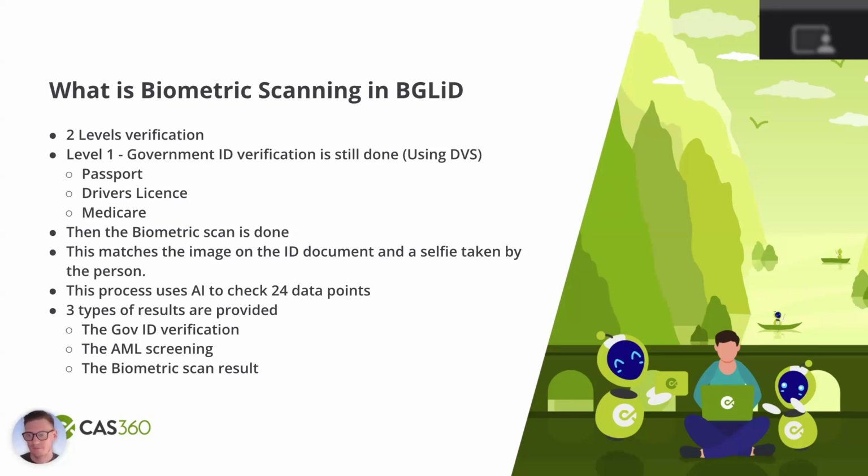So you get a result from the BGLiD biometric scan to check whether the person's ID photo is consistent with their selfie. There are also some checks that are done on the document itself. So if there are signs of fraud, such as a passport that might have tearing and things like that, that is also checked. So not only will you get the government ID verification, you will also get the biometric scan result.